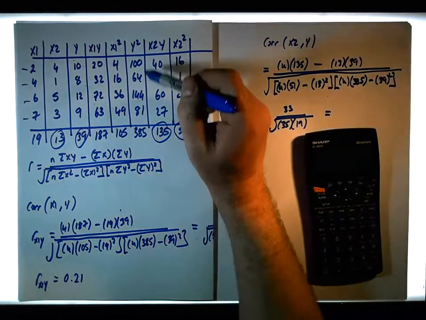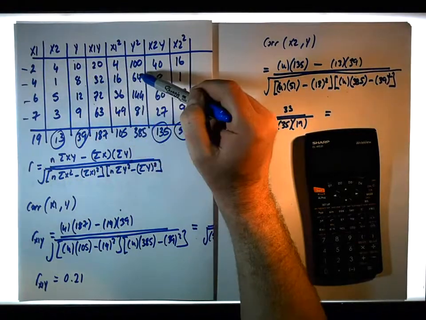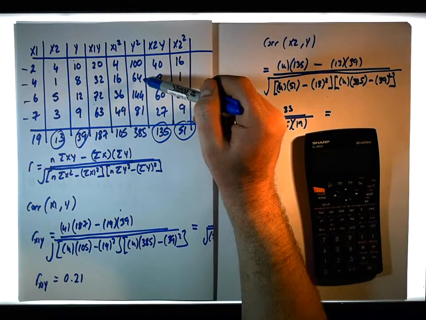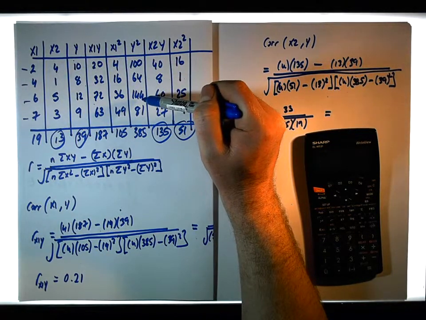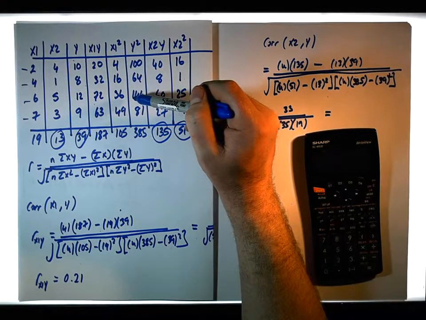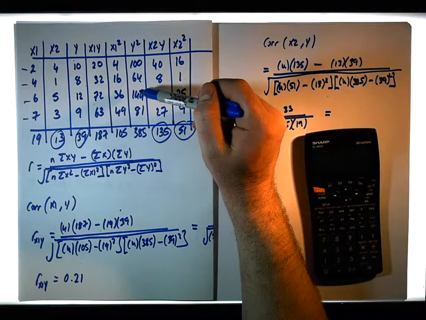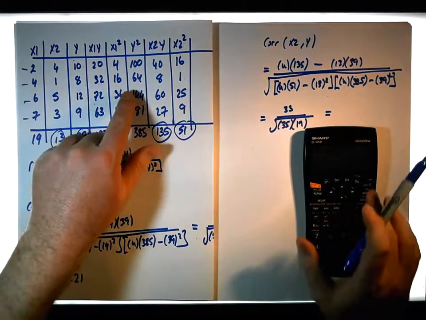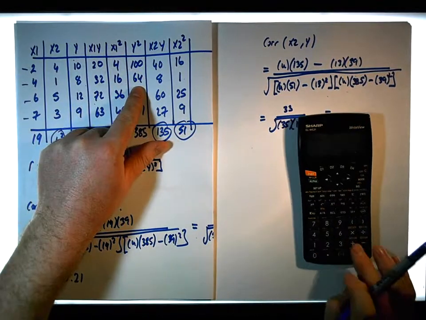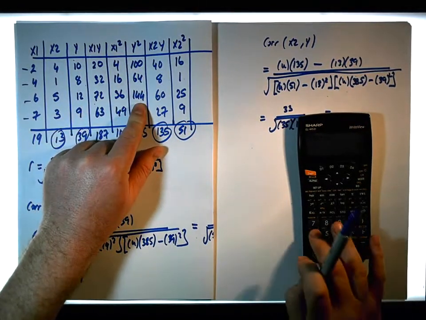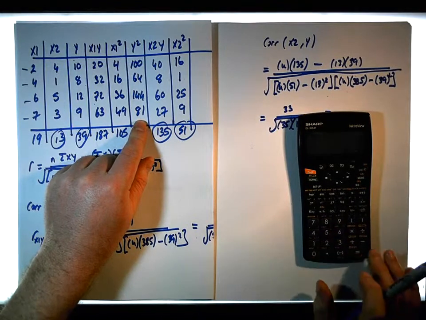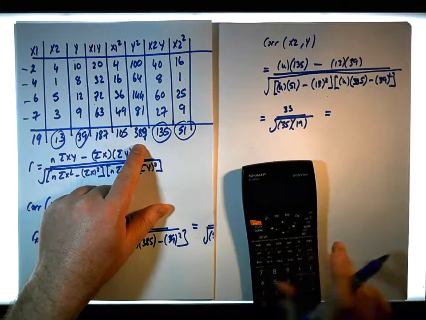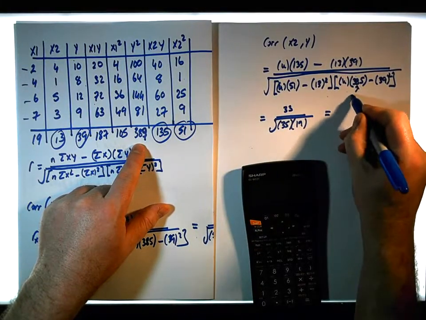Just the y squareds. 10 squared is 100, 8 squared is 64, 12 squared is 144, 9 nines is 81. Is that right? Sorry, guys, let me do that again. 100 plus 64 plus 144 plus 81 gives us a value of 389. That's important. So this here should be 389.